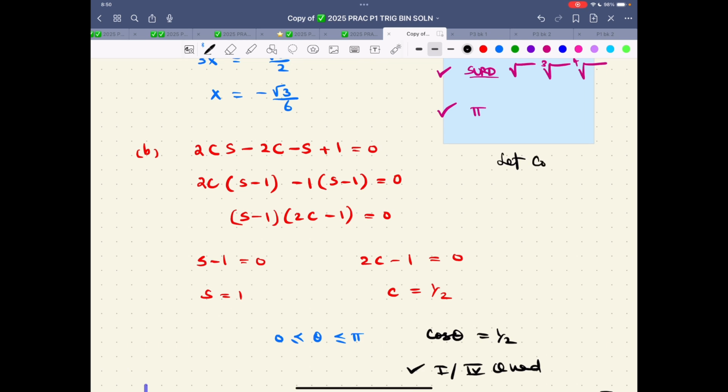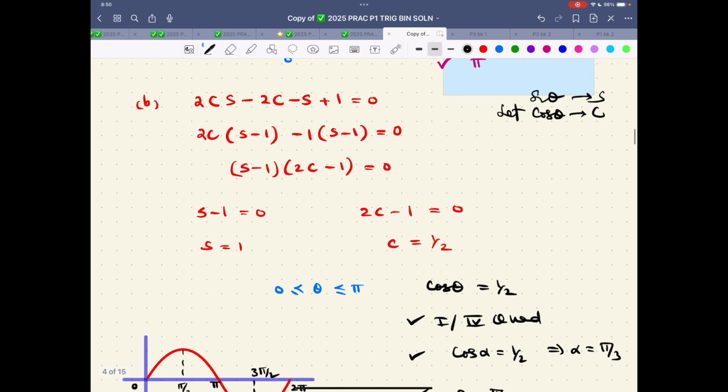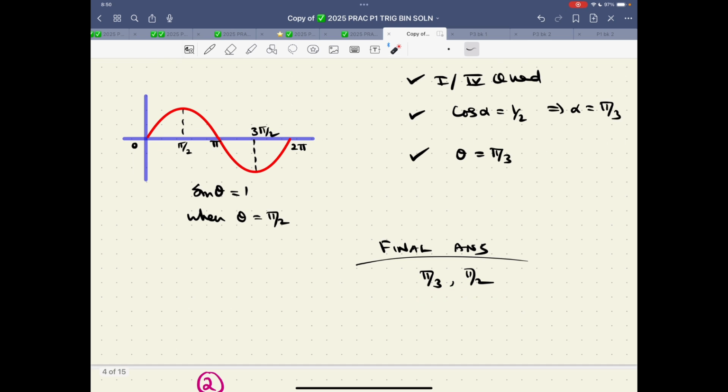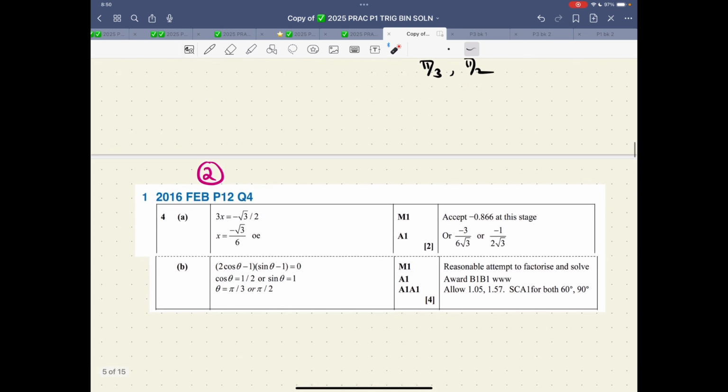Let cosine theta be denoted by C. Let sine theta be denoted by S. Life becomes simple. Sine equals 1, cos equals half. Whenever sine equals half, negative 1 or 0, it's always wise to use a graph. Sine is 1 when theta is pi by 2 in this particular range. And over here, with the 4-step solution that you are aware of, theta comes out to be pi by 3. Final answer is over here. So 2 questions are down.